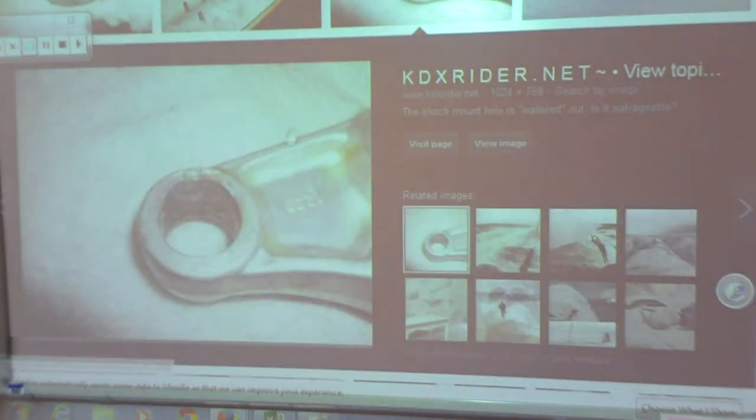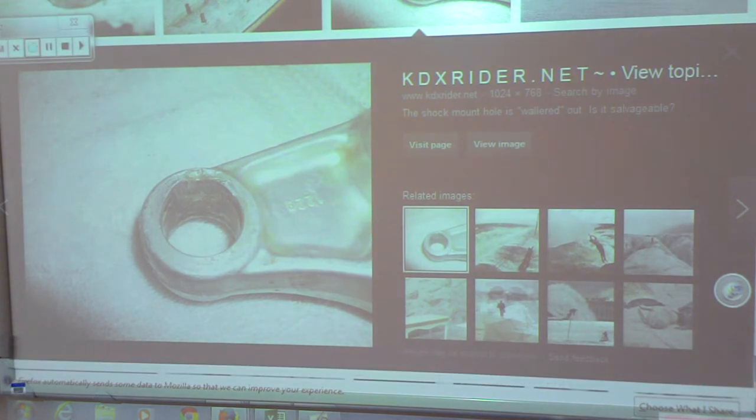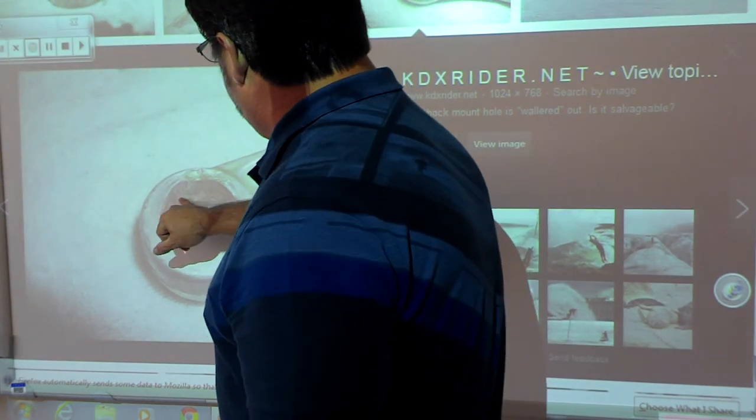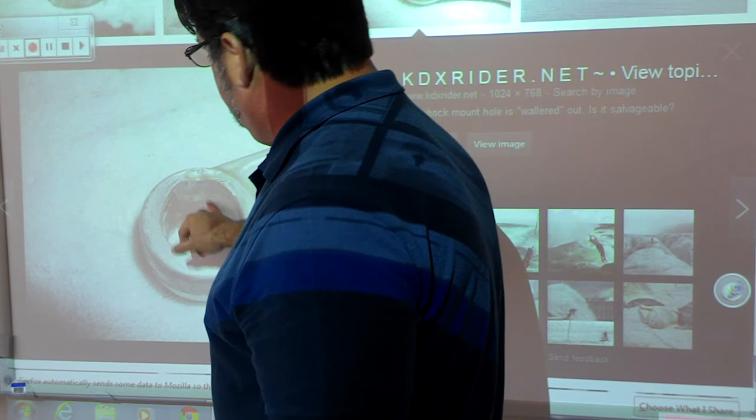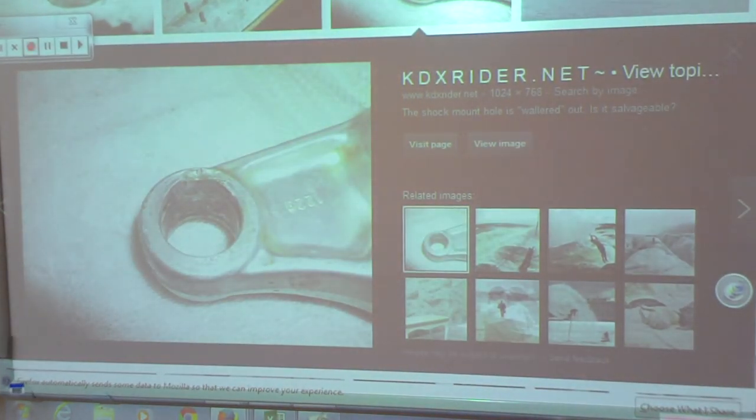But this picture right here, you see this right here? See that damage? Wallered out is what happens when you have a shaft. Here's a hole, the bearing or whatever. There's the bearing, and there's the housing, and the shaft goes through here like this. And if the tolerance is not correct, then it's going to be beaten. The metal is going to be beaten up against the bearing. And it's going to keep hitting, and it's going to cause friction. And what's going to happen is this shaft is going to look like this.